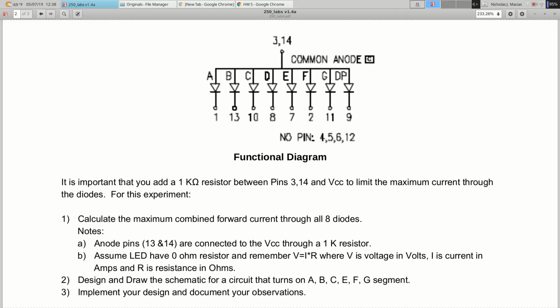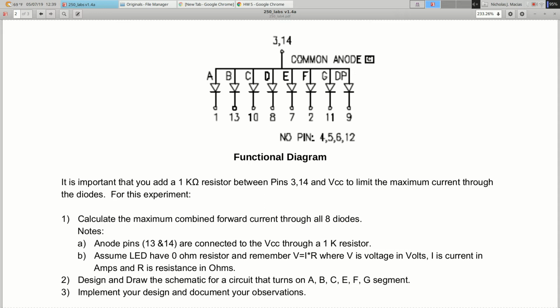The other way to interpret this is, under some condition, what's the most current you might have going through any one LED? Whatever that condition might be. So what condition causes an LED to get the most current going through it, and what is that most current? And this is a rehash of current in parallel and series circuits. It's a thought exercise.